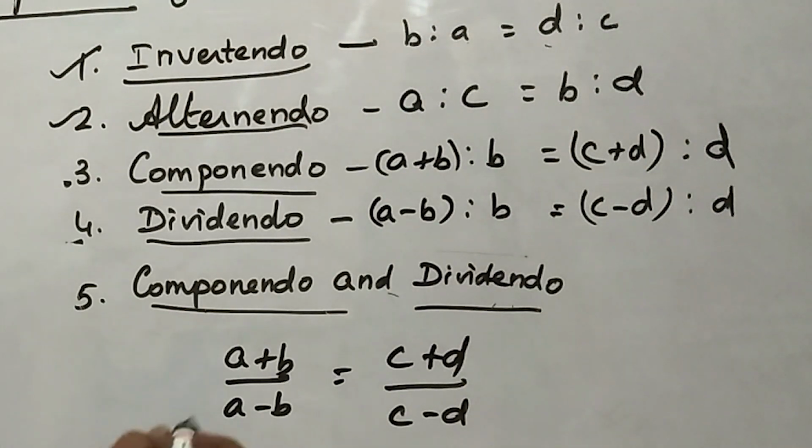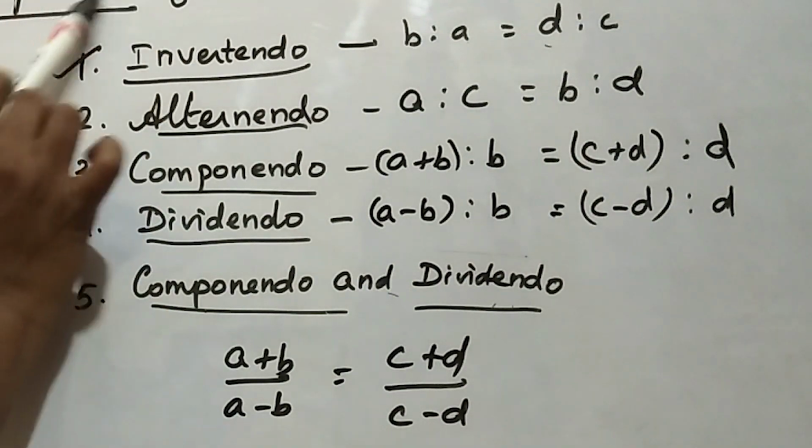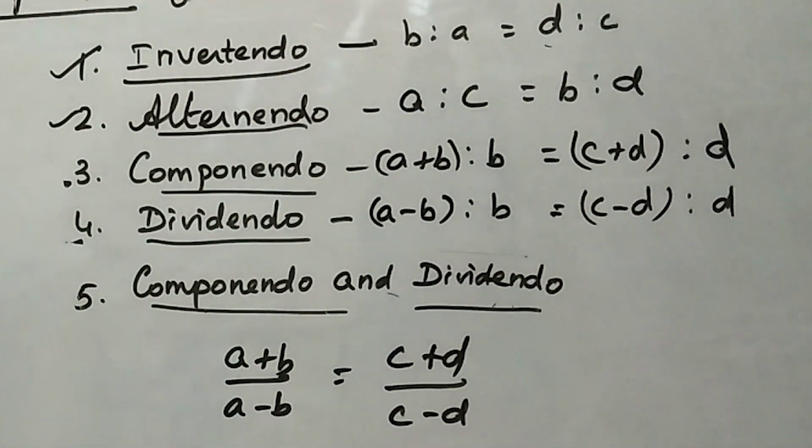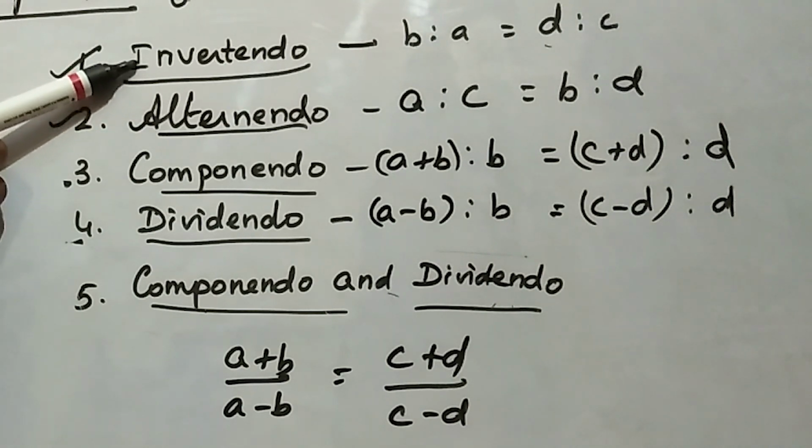Okay. These are the properties. What is properties of proportions? A ratio B is equal to C ratio D. And the properties are invertendo. So, A upon B is equal to C upon D will be written in a reciprocal.